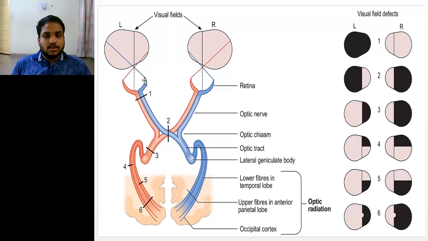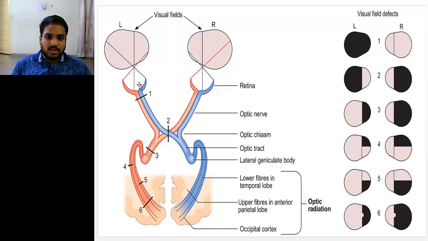The impulses, this is sensed by the retina and this goes through the optic nerve. Now at the optic chiasm, it decussates. What decussates? The nasal fibers, right? The nasal fibers of both the sides. You can see the nasal fibers of the right eye and the nasal fibers of the left eye decussate to the opposite side, while the temporal fibers go uncrossed, right?